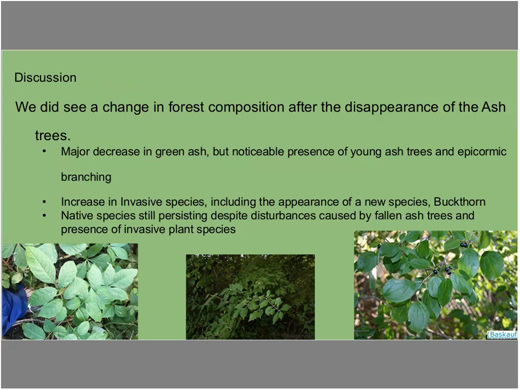Another thing I want to point out is the epicormic branching and the young ash trees. Epicormic branching is when a dead ash tree will actually grow new branches at the base of the trunk. So we did count those. And then the young ash trees we found, because the emerald ash borer only eats the ash tree at a certain maturity and size. So the ones we found were probably too small to have been invaded by the beetle. So we don't know if they're going to survive because we didn't really see any beetles, or we don't know if they're still in the forest, but that would be interesting to follow up on.